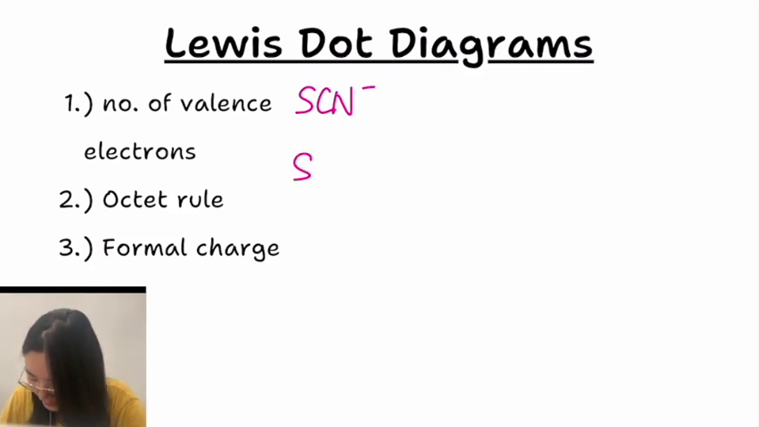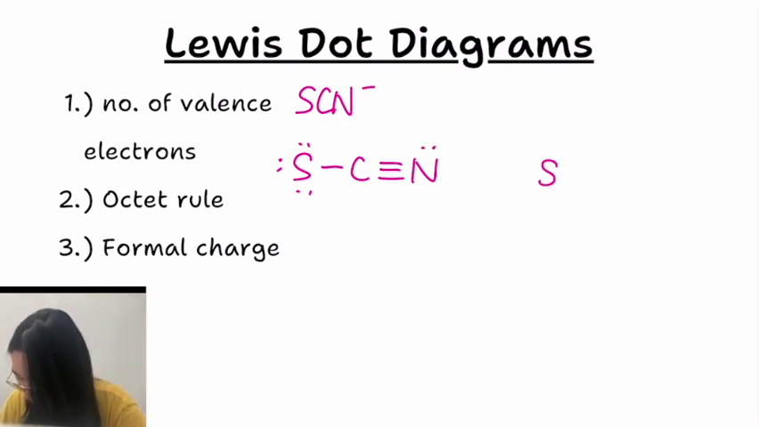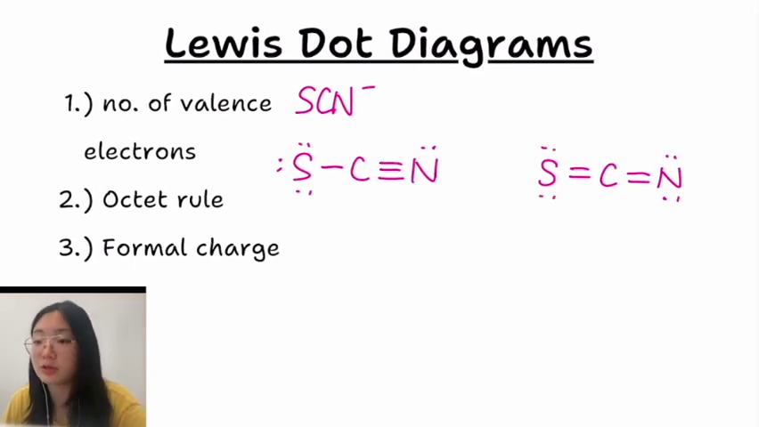So one is sulfur-carbon single bond, and then the carbon-nitrogen triple bond. And 1, 2, 3, 4, 5, 6, and 1, 2. The other one is sulfur-carbon double bond, and then the carbon-nitrogen double bond. 1, 2, 3, 4. 1, 2, 3, 4. Again, let's try to calculate the formal charge of each of the atoms in each of the Lewis dot diagrams.